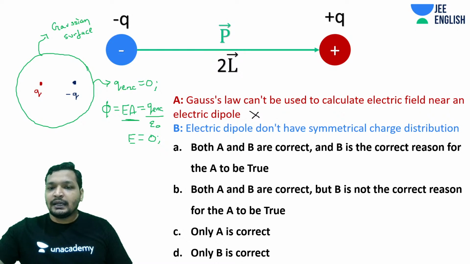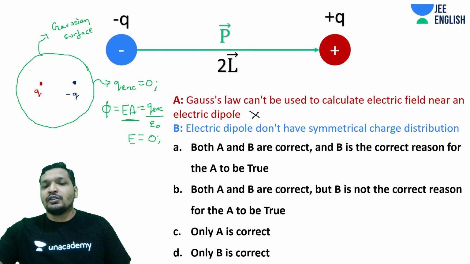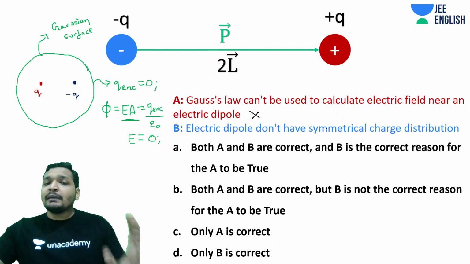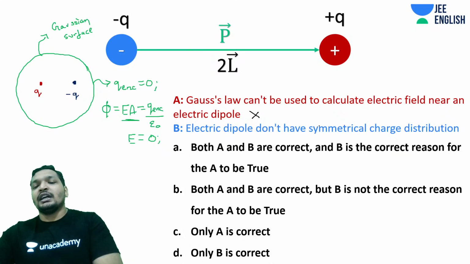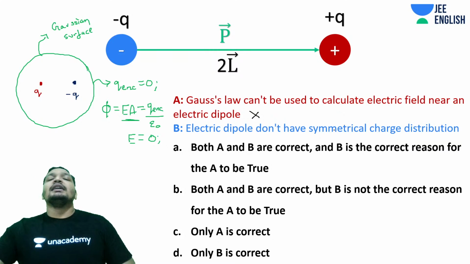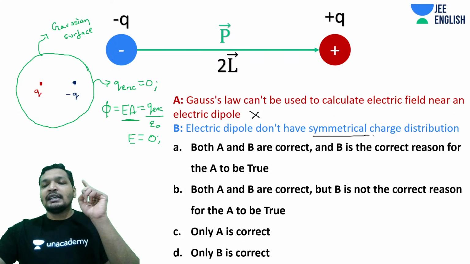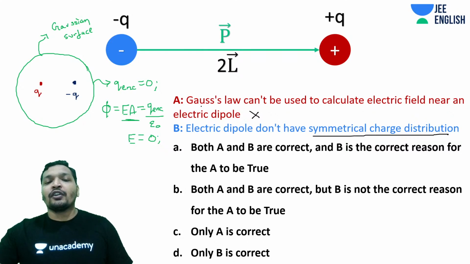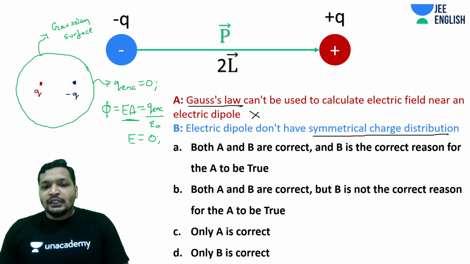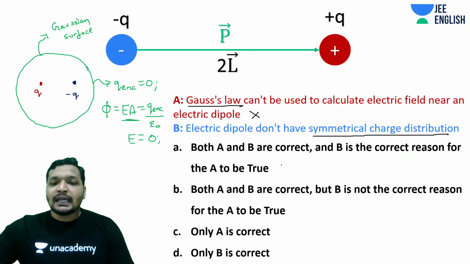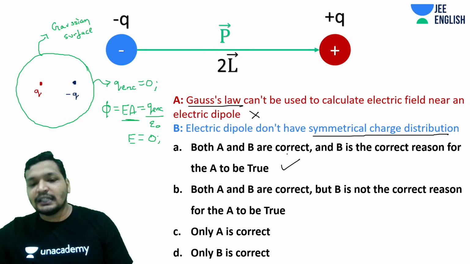The statement is correct. What I mean is Gauss law cannot be applied. An electric dipole does not have symmetrical distribution of charges. Do remember that it has to have symmetrical distribution of charges for Gauss law to be applicable. So both A and B are correct, and B is the correct reason for A to be true.